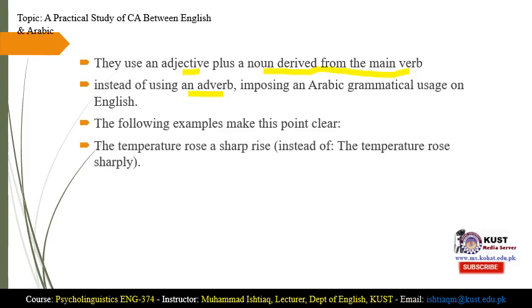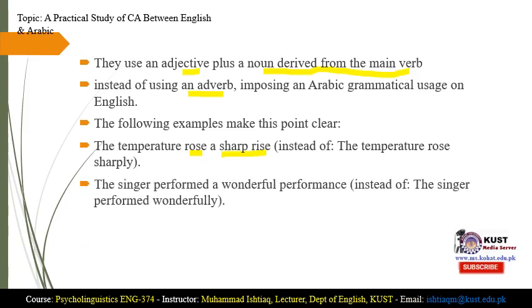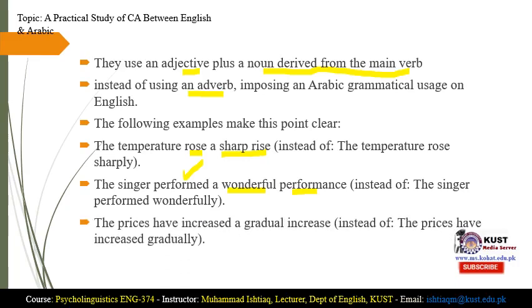The temperature rose a sharp rise. Look at this: from the verb, an adjective plus noun is used. Instead, the temperature rose sharply. They say a sharp rise. Similarly, they say the singer performed a wonderful performance, an adjective with the noun derived from the verb, instead of saying the singer performed wonderfully. Many other examples of this type Arabic speakers use.